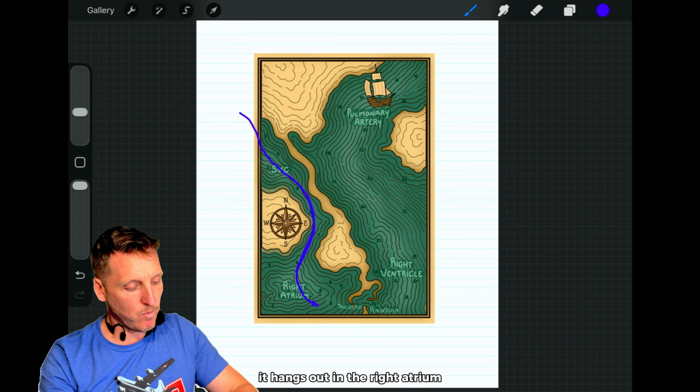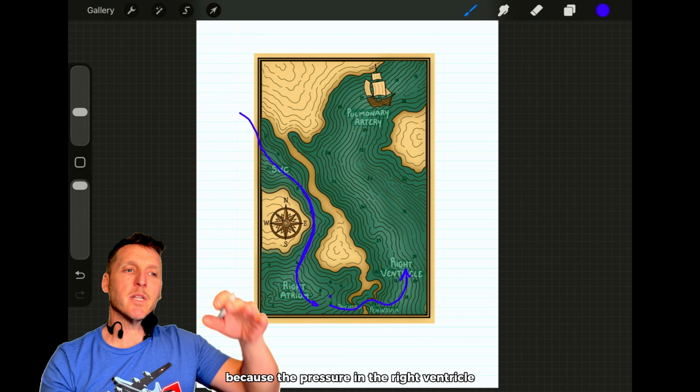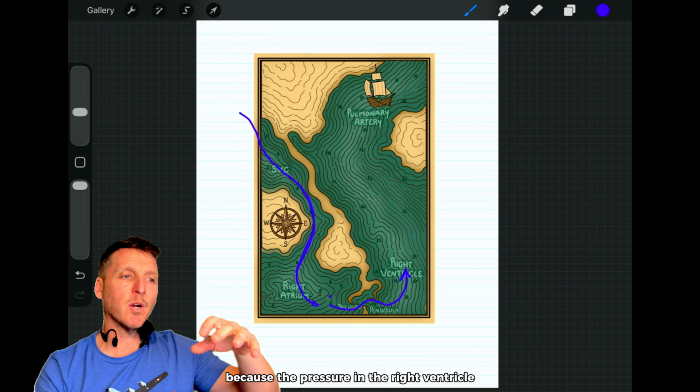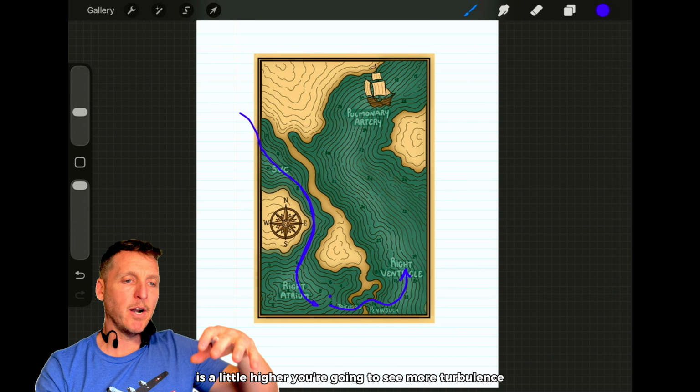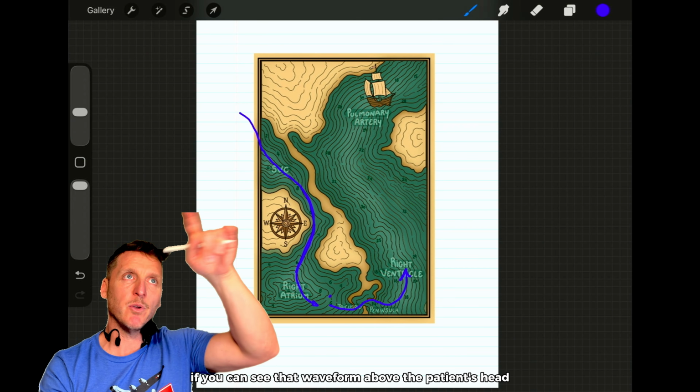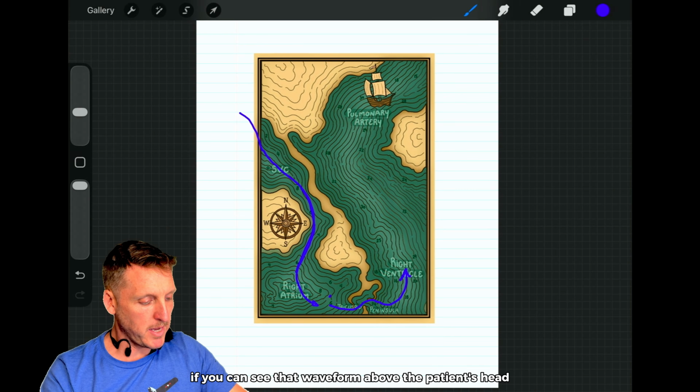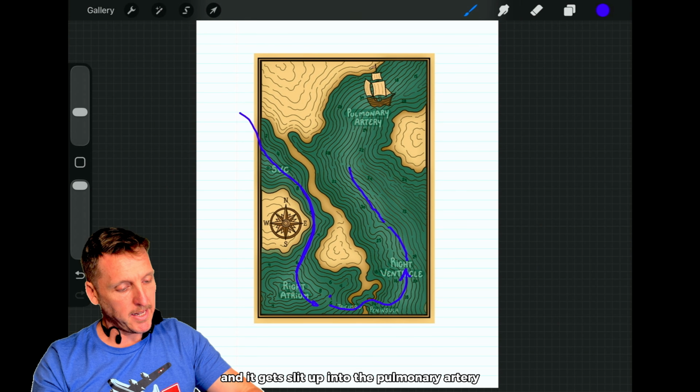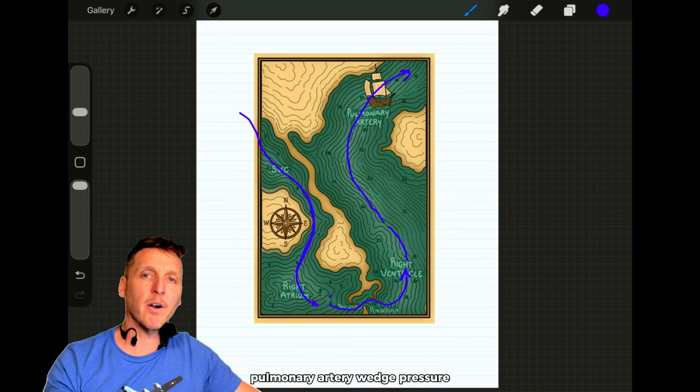It hangs out in the right atrium, and then when that balloon gets inflated, it slides through the tricuspid valve into the right ventricle. Because the pressure in the right ventricle is a little higher, you're going to see more turbulence if you can see that waveform above the patient's head. Right ventricle, and it gets slid up into the pulmonary artery. And again, we can do that pulmonary artery wedge pressure.